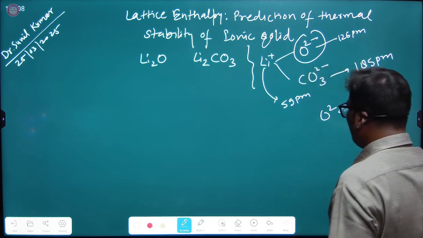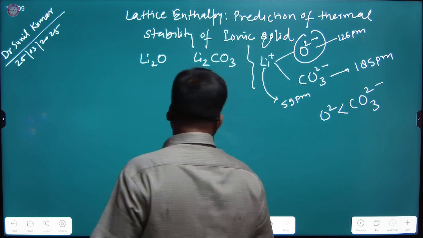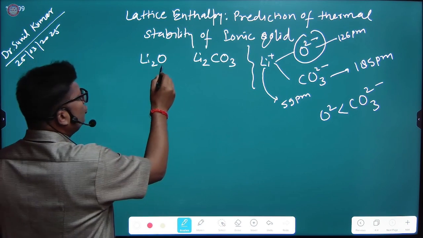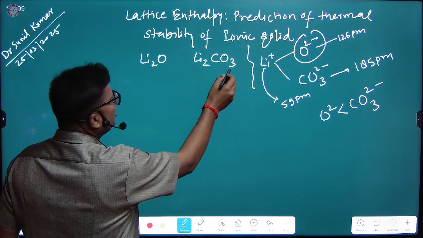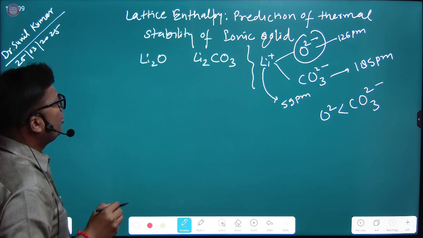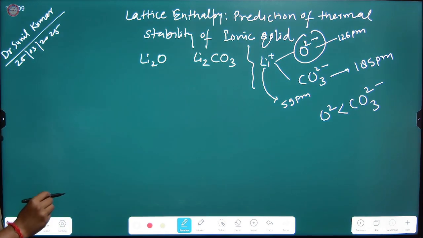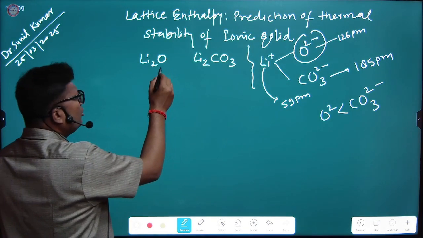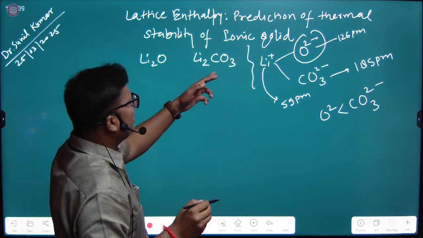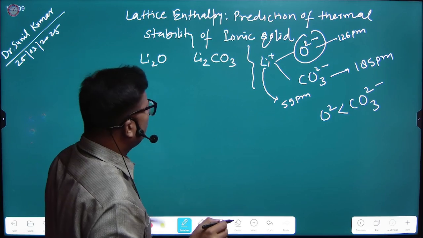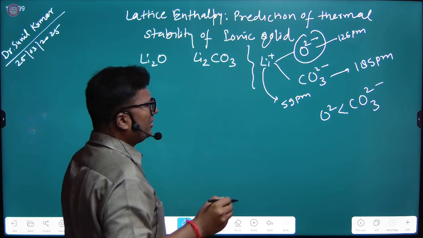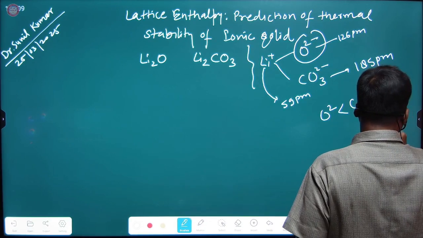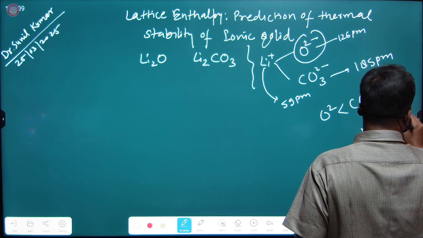So when Li+ forms ionic compounds like Li2O and Li2CO3, in both compounds Li is in the +1 oxidation state, but here there is a normal oxide, O2 minus, and here there is a polyanion. So this is a normal anion, and carbonate is called a polyanion.